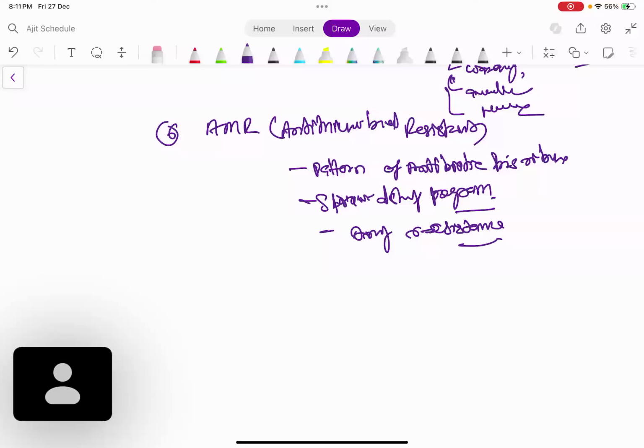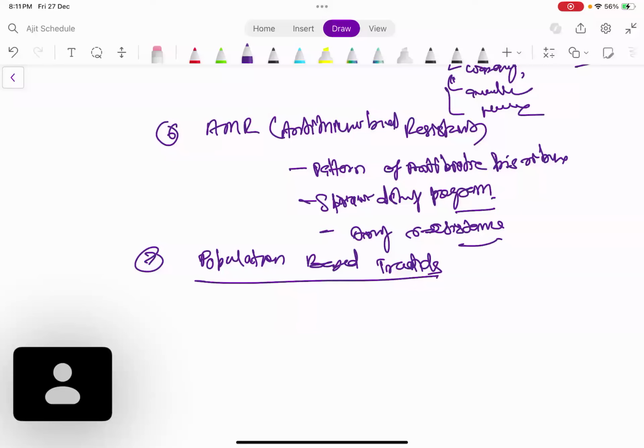Then after AMR you can also work, because drug utilization review, DUR, is population based, so we can work on the population based trends. And what are population based trends? We can work on studies in different age groups, and in different comorbid conditions, right?